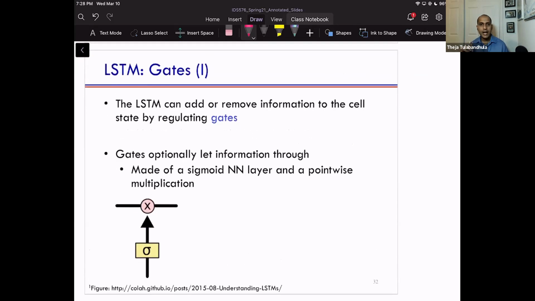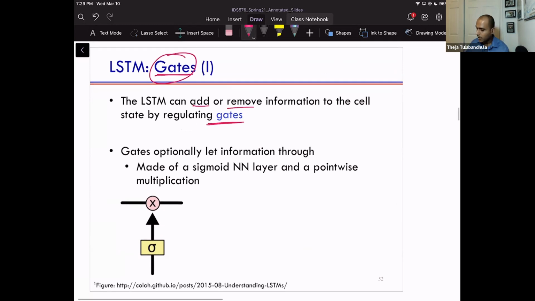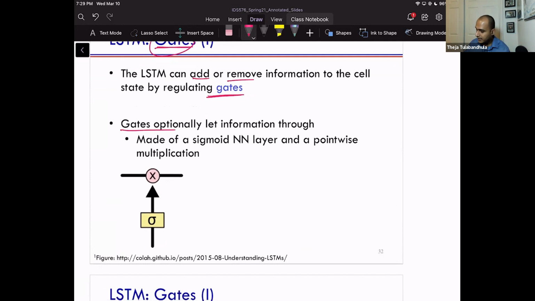To add and remove information, we're going to use the notion of what is called a gate. This is a new terminology. You'll see this terminology, gate, appear not just here but in multiple other models, but we'll not talk about other models here. Adding and removing information is going to be regulated using gates. So what does gate mean? By definition, it's like a door. Gates optionally let some information through. Here is an example.